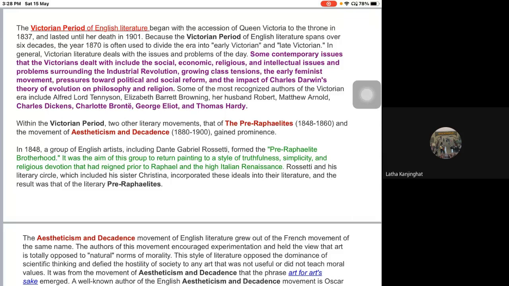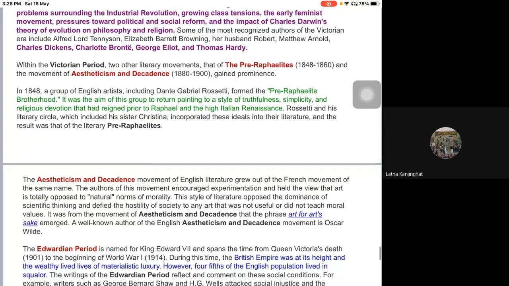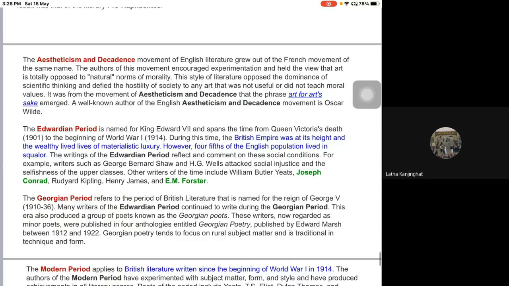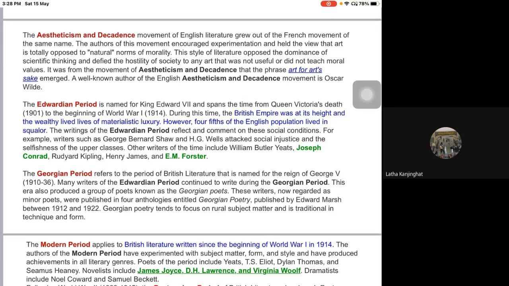Pre-Raphaelite group of writers. Now the other age that we talk about here is aestheticism and decadence, another part of the Victorian age. So the aestheticism and decadence movement of English literature grew out of the French movement of the same name. Whatever happened in France also affected Britain. The authors of this movement encouraged experimentation and held the view that art is totally opposed to natural norms of morality.